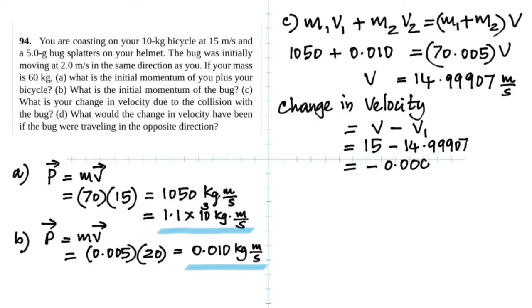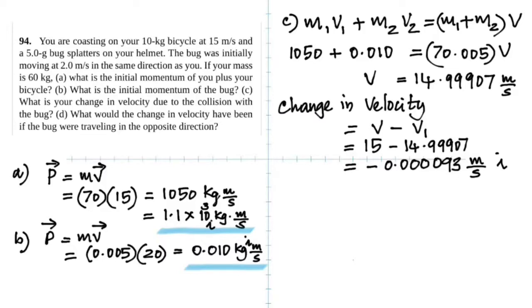so you get, actually it should have been the other way around. I wrote it, okay, I made a mistake there. It should be 14.99907 minus 15. That was what was in my mind, but when I wrote it, I wrote the opposite. So that's why you get negative that small number.